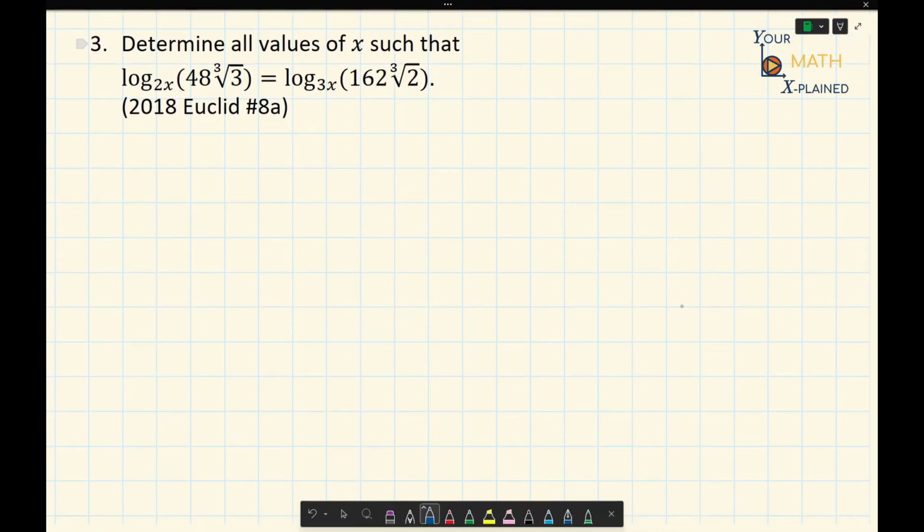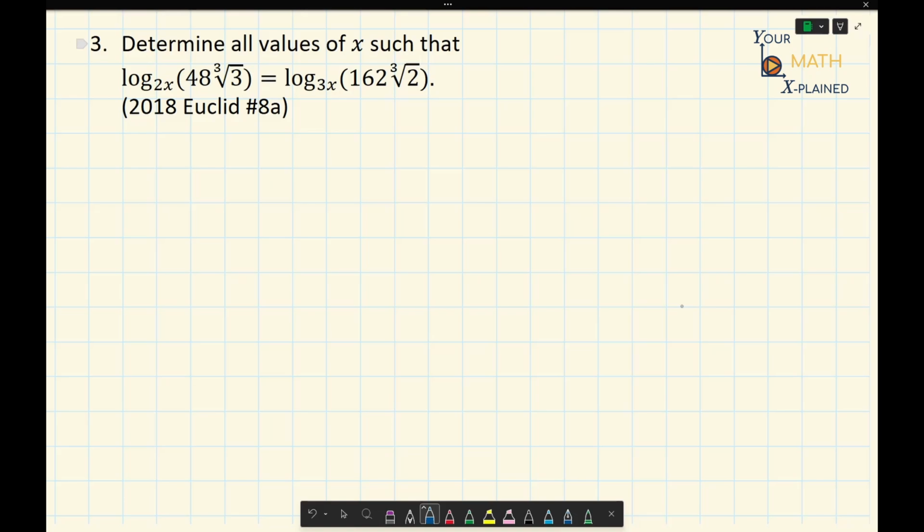And now we have come to the final question of this video, and this one is from the 2018 Euclid contest. I hope you have a large piece of paper ready because this one is going to take up some space. So looking at this equation here, the first thing we notice is that we have two log expressions with different bases, and that is always a hint for us to apply the change of base rule. And this time, I'm going to actually rewrite everything in terms of base 10.